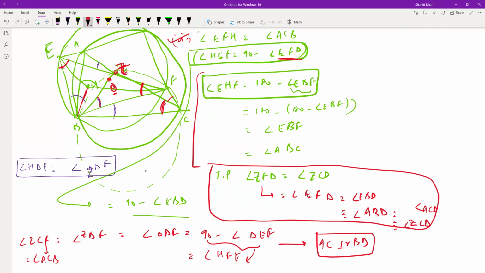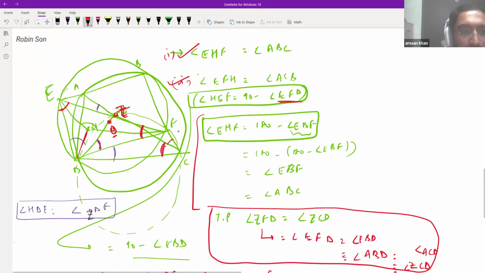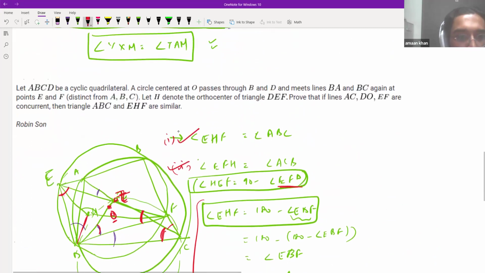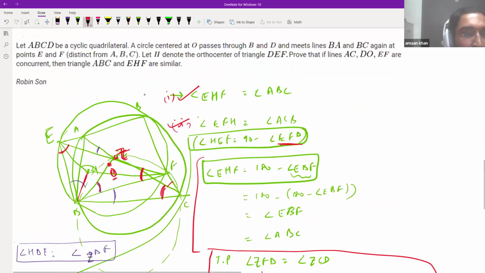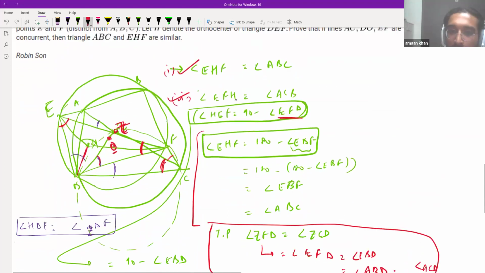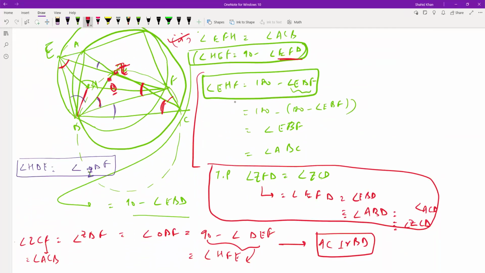I just want to ask: is there a solution with the sine rule for this problem? Because it looks very length bashy. I'm not totally sure, but I think there should exist one. You can try it. I can tell you the source if you want after the class. Yeah, that would be helpful. Thanks.